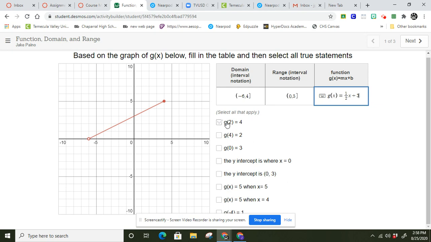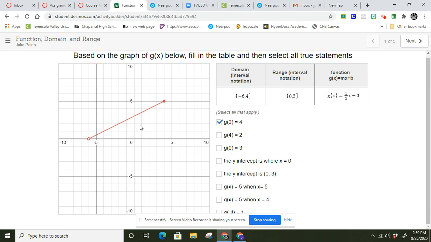Now we just have to check off all that apply here. So this is what the videos in the Nearpod video explained. So what does g of 2 equals 4 mean? It means when x is 2, y is 4. So I just need to check, is that a true statement? When x is 2, is y 4? You go over, and yes, it is. So that is a true statement. This one says when x is 4, y is 2. So I go over to when x is 4, and I go up to 2, and the graph does not exist there. So that is a false statement.